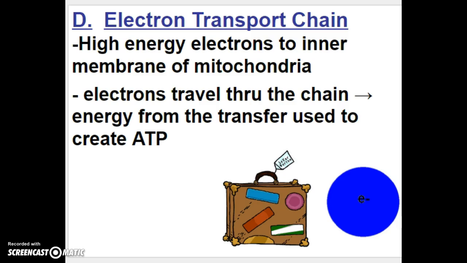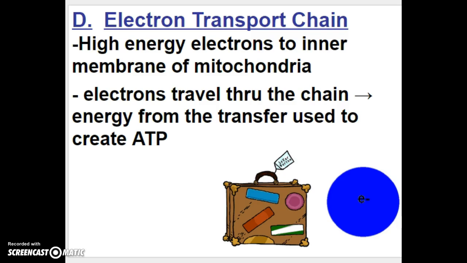We also have an electron transport chain in cellular respiration. Those high-energy electrons that glycolysis generated will travel through the inner membrane of the mitochondria, much like in photosynthesis, how chloroplasts generate high-energy electrons to go through the electron transport chain. As these electrons travel through the membrane, energy from that transfer is used to create ATP.